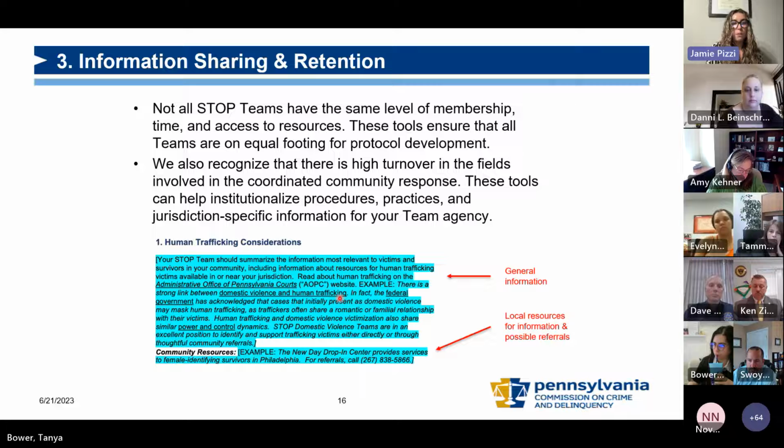Here's an example from the Special Consideration section. It prompts teams to input information about what human trafficking looks like in their jurisdiction, along with any specially tailored programs that serve trafficking victims in the area.